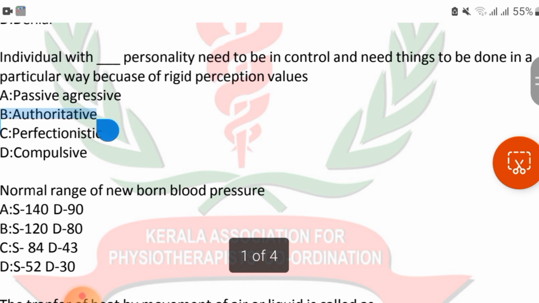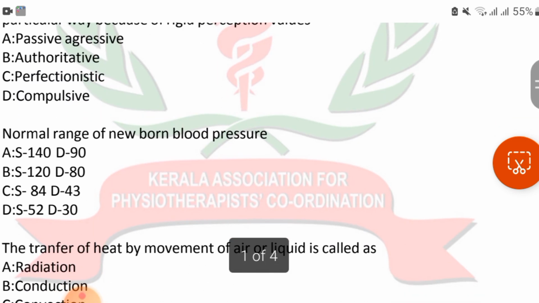Now let's move towards the fifth MCQ. Normal range of newborn blood pressure. Option A is systolic 140 and diastolic 90. Option B is systolic 120, diastolic 80. Option C is systolic 84, diastolic 43. Option D is systolic 52, diastolic 30.